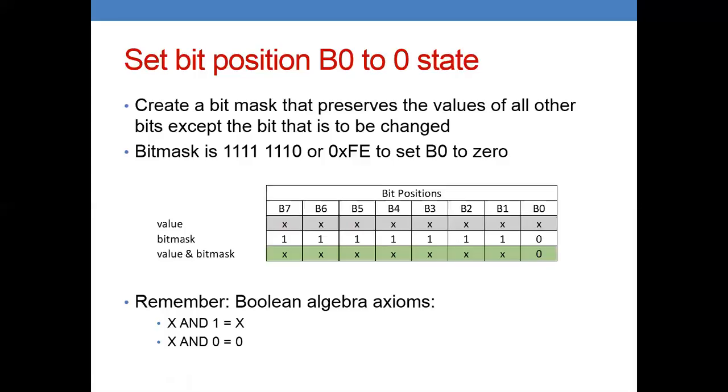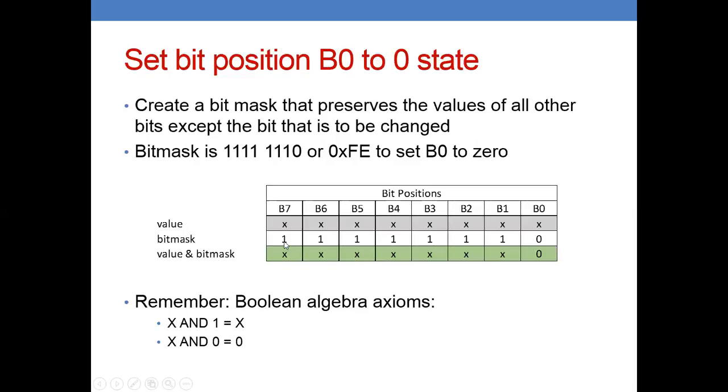So we're going to use a bit mask. We're going to use AND. We have the Boolean algebra axioms that X ANDed with 1 will produce X, and X ANDed with 0 produces 0. So if we create a bit mask that we AND with what's stored in the value, so if we take whatever's stored here, this value of X, and AND it with 0, we know that will produce a 0. For every one of these other bit positions, we know that if we AND these with 1s, we'll get the same value that's in there back.